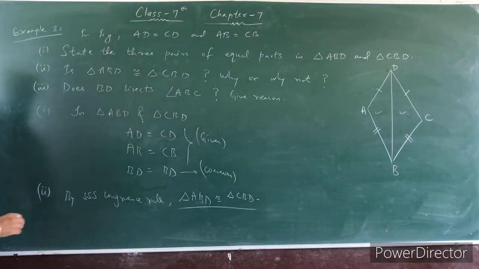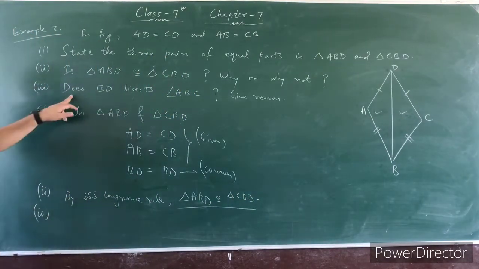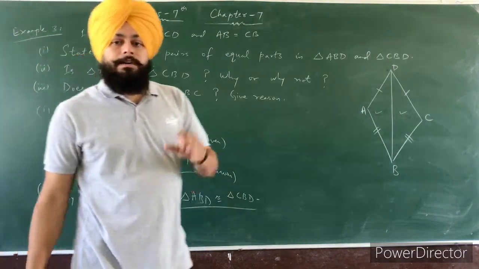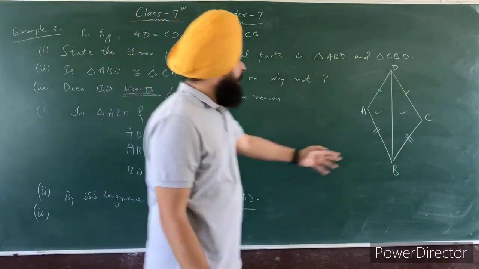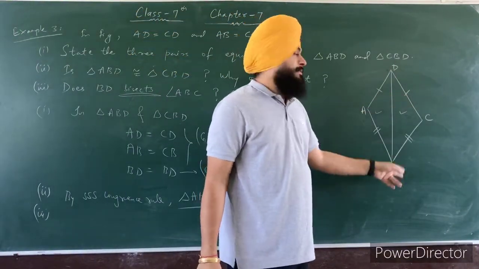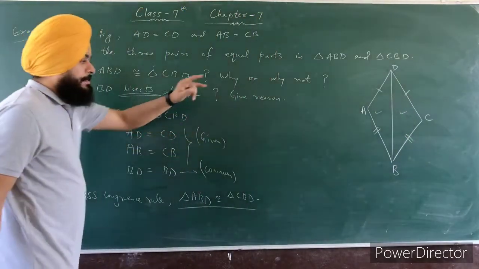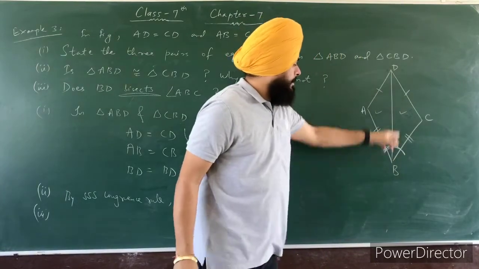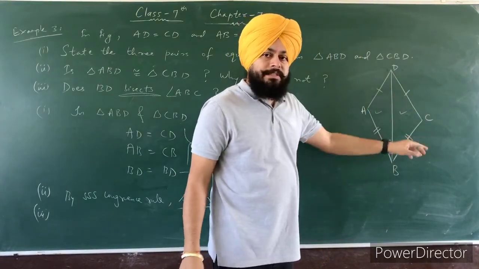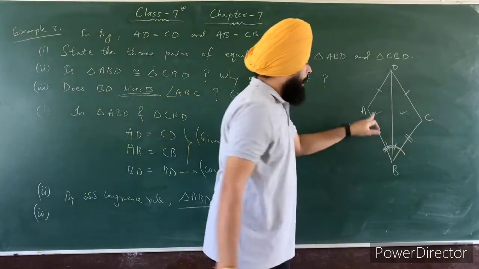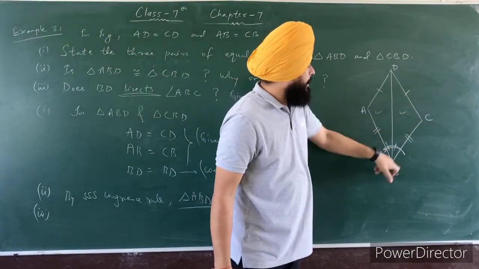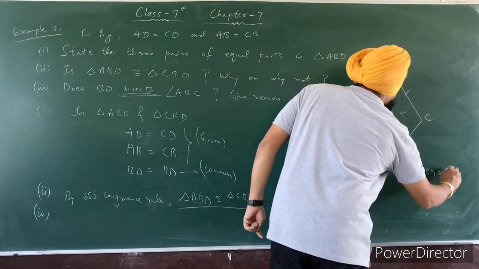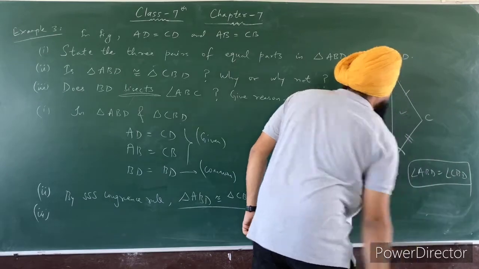Alright. Now the last, third part is: does BD bisect angle ABC? So what is the meaning of bisect? Bisect means they divide it into two equal parts. So which is BD? This one. They ask whether this BD side bisects angle ABC. It means these two angles, angle ABD and angle CBD, are equal or not. Angle ABD equal to CBD or not? Yes.